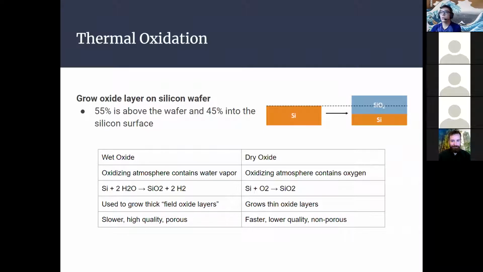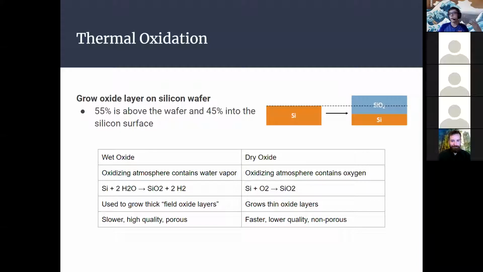So usually when you grow an oxide layer, since it's the oxygen in the air reacting with the silicon, you have this oxide layer actually growing into the substrate. So you have 55% of the oxide above where the silicon wafer actually begins, and then you have about 45% growth into the silicon surface.